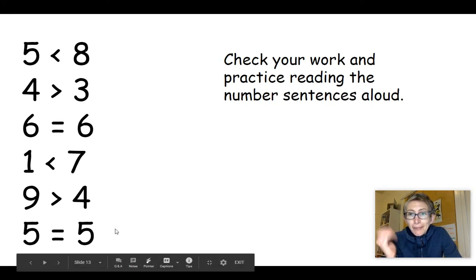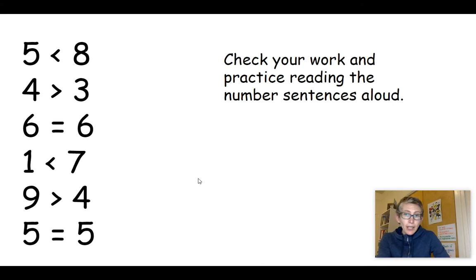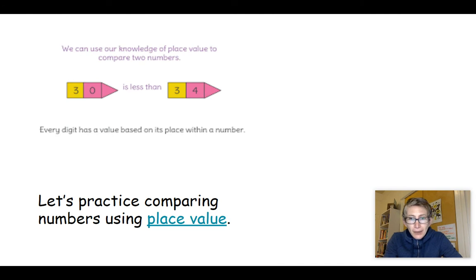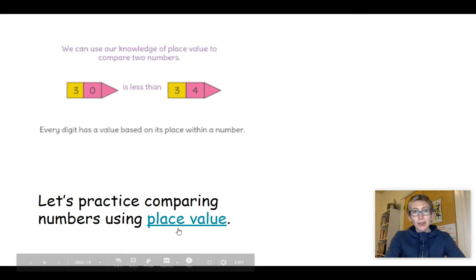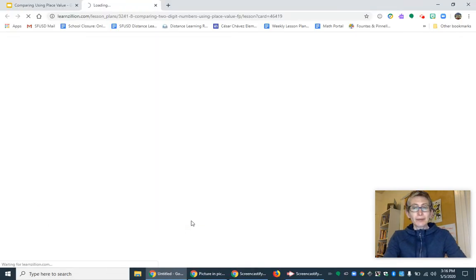How did you do? If this is still kind of confusing, make sure to ask somebody in your house if they can help you figure this out. They might remember how it works. Or you can always ask them to send me a message so that I can help explain it a little bit better. Because this is new for us. We never talked about this in the classroom before. All right, so now that you learned a little bit about greater than and less than, we're going to watch our first video that talks about how we can compare two numbers using place value. Here we go.